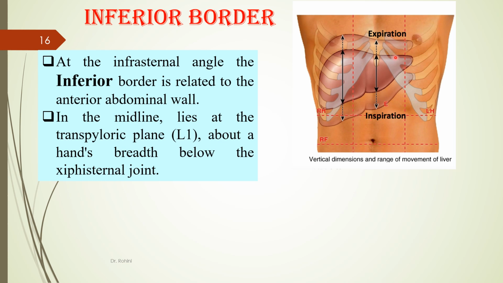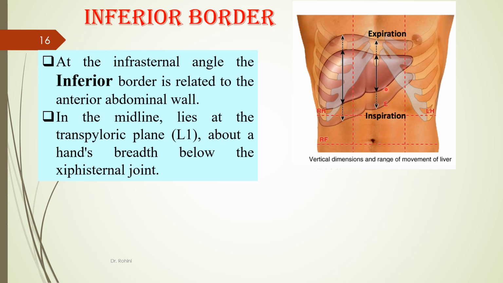Now this inferior border, as we can make out here, is related to the anterior abdominal wall. This angle is called the infrasternal angle. This border is related with the anterior abdominal wall near the infrasternal angle. Okay, there will be anterior abdominal wall, and directly below this, within the margins of this angle, there will be anterior abdominal wall. And in the midline, it lies at the transpyloric plane.